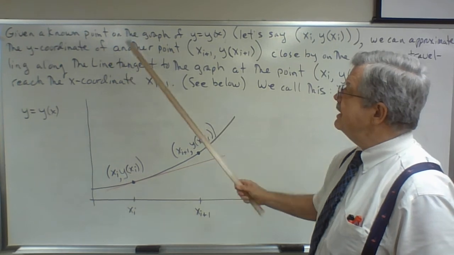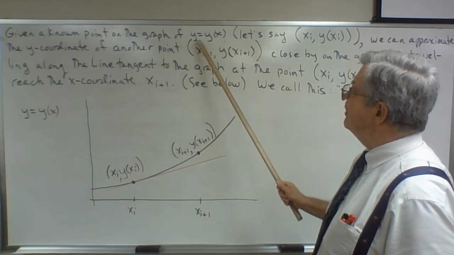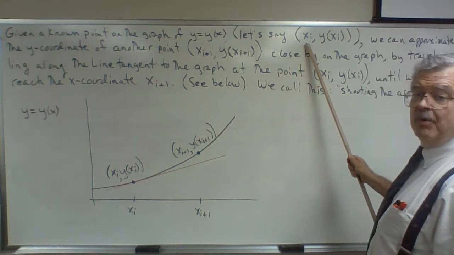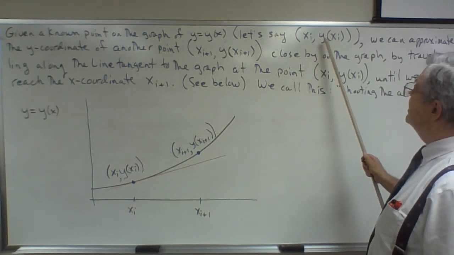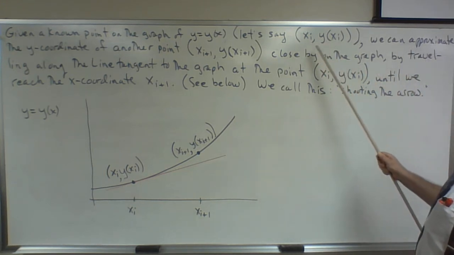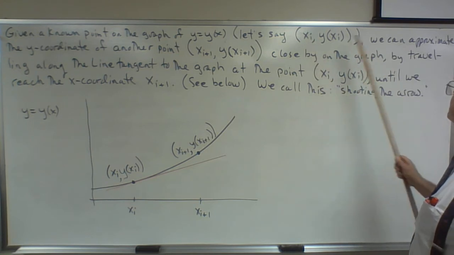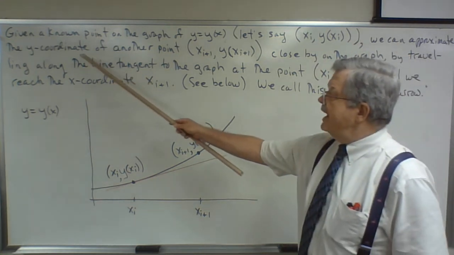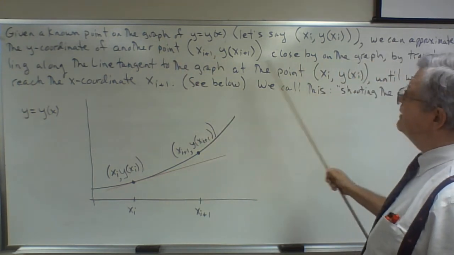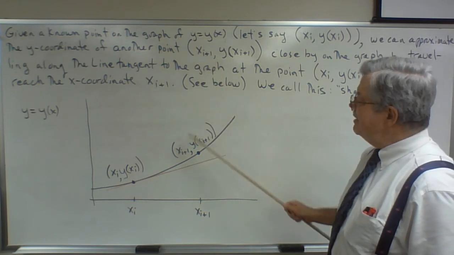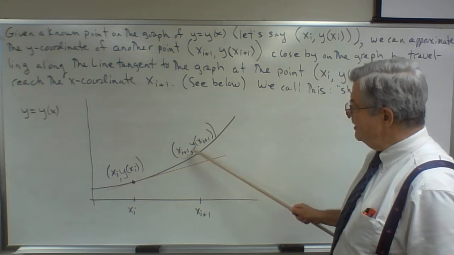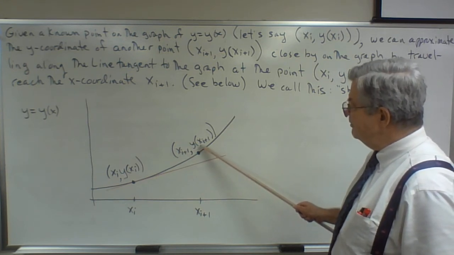Given a known point on the graph of y equals y of x, and let's say that the coordinates of that known point are x sub i and y evaluated at x sub i. Given that this is a known point, we can approximate the y coordinate of another point on the graph that's close by, and we'll call that neighboring point on the graph x sub i plus 1 and y evaluated at x sub i plus 1.